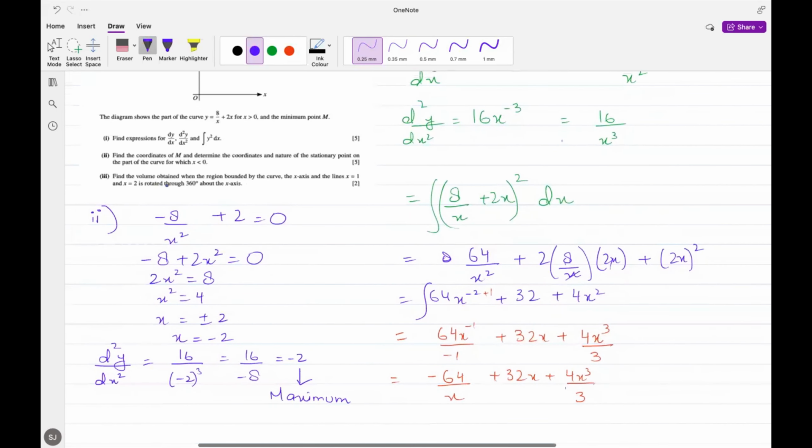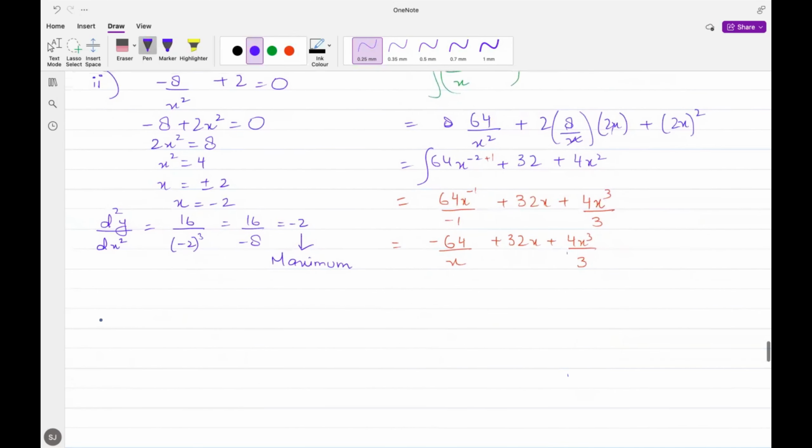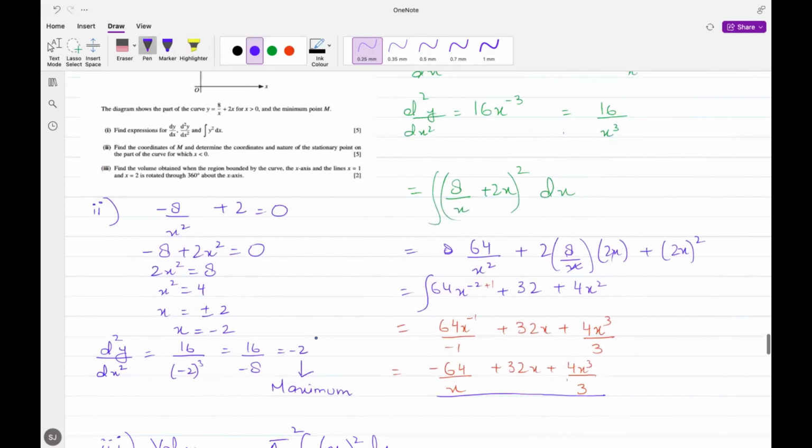In part 3, we have to find the volume obtained when the region bounded by the curve, the x-axis, and the lines x equals 1 and x equals 2 is rotated through 360 degrees about the x-axis. To find the volume, the formula is volume equals pi times the integral of the square of the function y. Now, we had already found that the y squared integral was minus 64 upon x plus 32x plus 4x cubed upon 3. We just have to apply the limits 2 and 1.